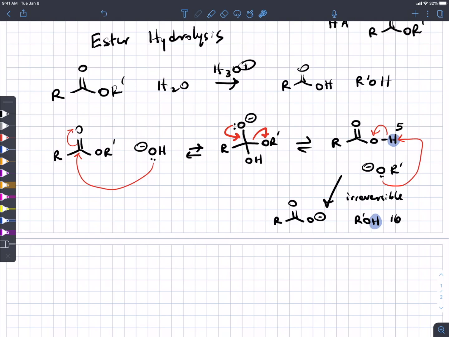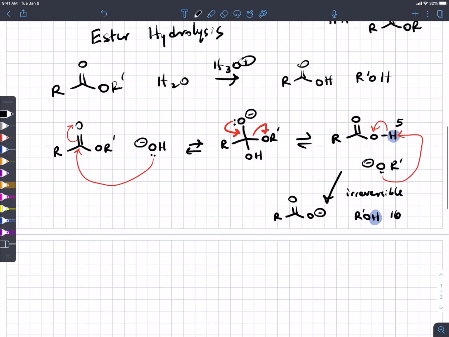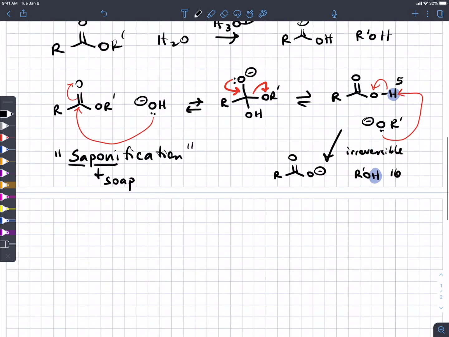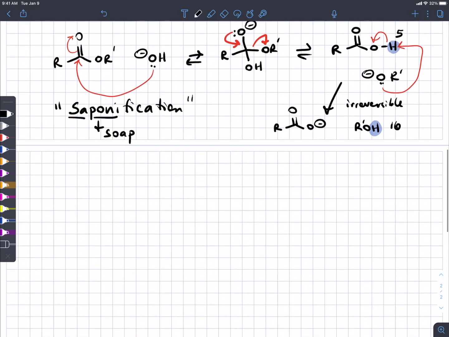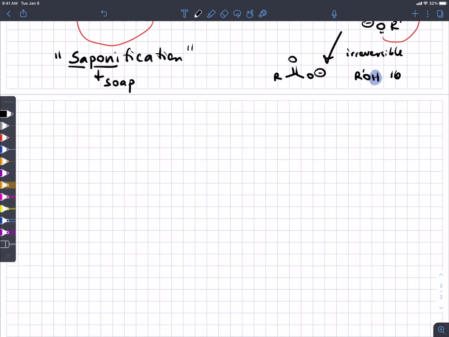But this reaction, ester hydrolysis under basic conditions, is called saponification because it's the process our ancestors used to make soap. So I want to tell you that story briefly because it has a lot to do with biology and history.